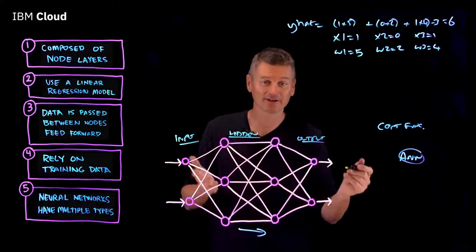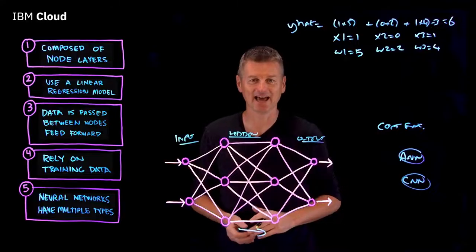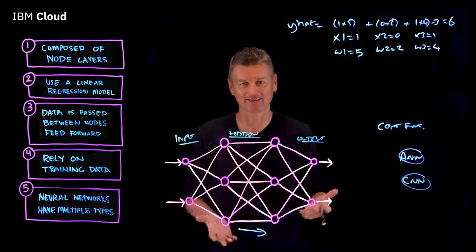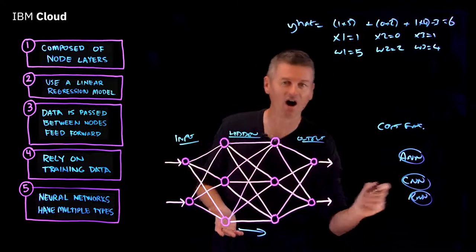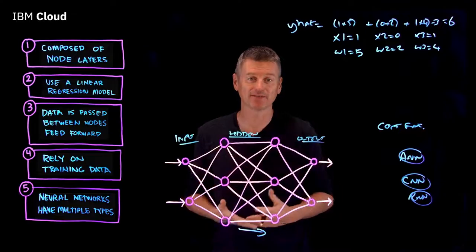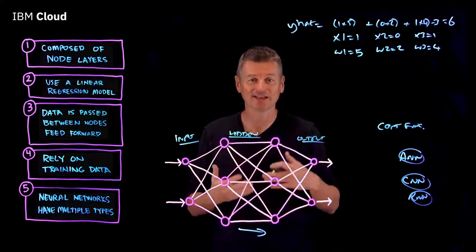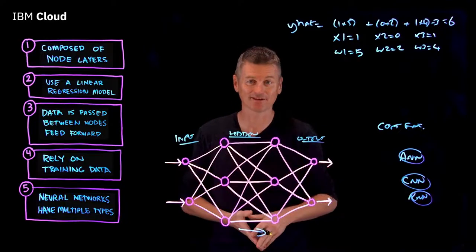And then finally, number 5, there are multiple types of neural networks beyond the feed-forward neural network that we've described here. For example, there are convolutional neural networks, known as CNNs, which have a unique architecture that's well suited for identifying patterns like image recognition. And there are recurrent neural networks, or RNNs, which are identified by their feedback loops, and RNNs are primarily leveraged using time series data to make predictions about future events like sales forecasting.